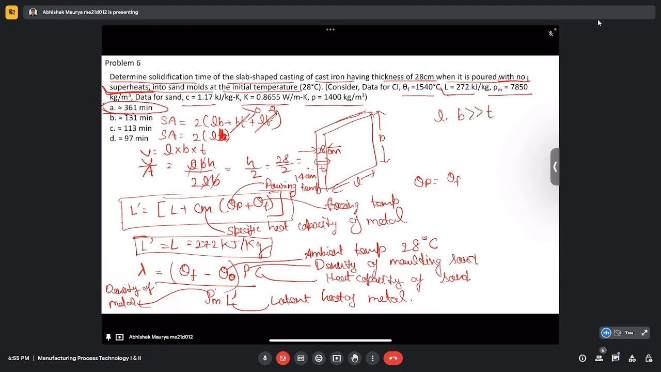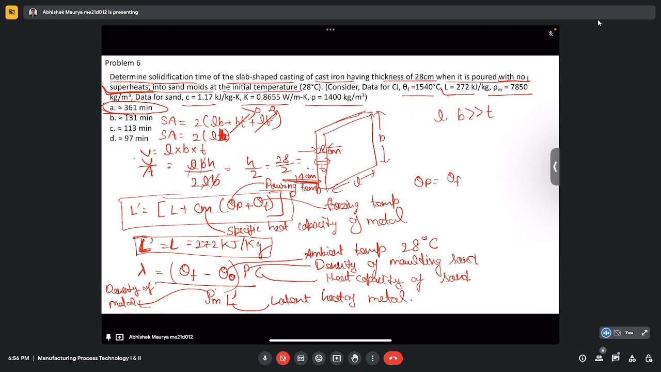Okay, so here in this problem, although it is lengthy, you can practice it 2-3 times by yourself and then solve it quickly. First, you have to find the volume by area ratio. Here we have got 14 centimeter. After that you have to find L dash. If superheat is not given, L dash is equal to L. L dash is the latent heat of fusion of the material.